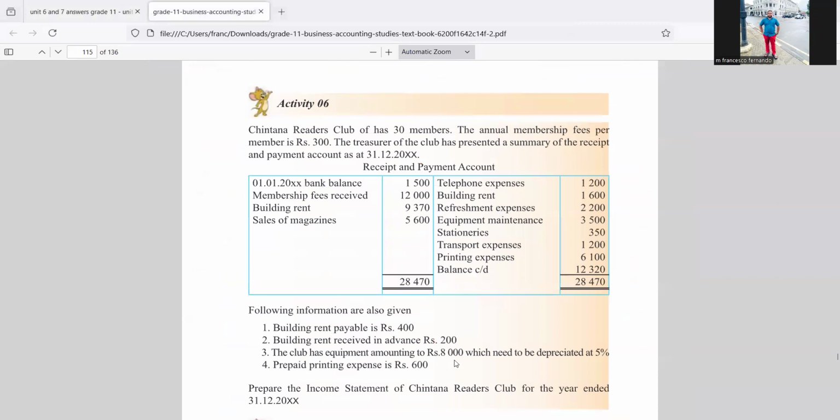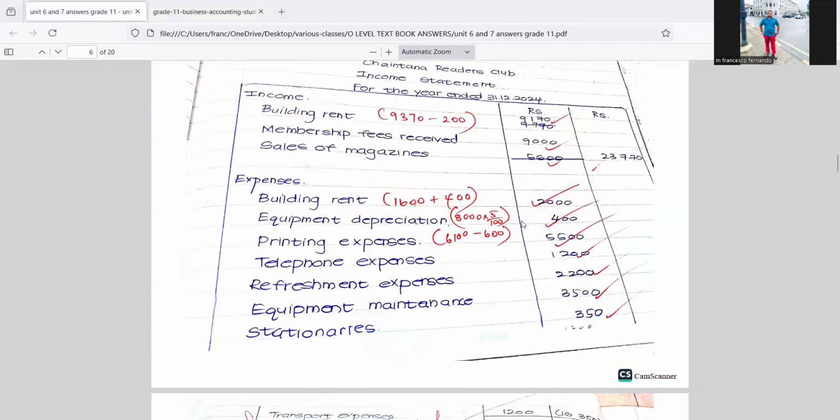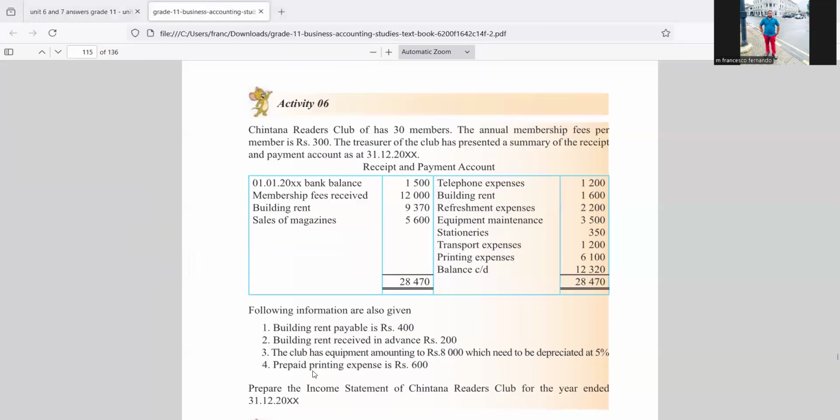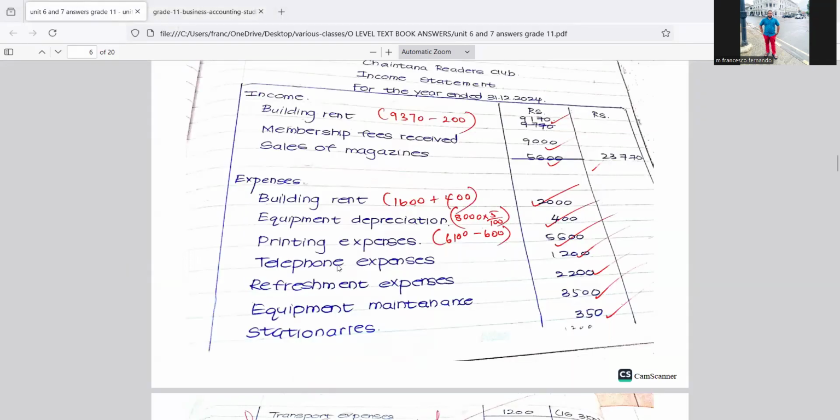The club has equipment amounting 8,000 which need to be depreciated. So you know straight line depreciation method, right? You have to calculate the answer. You will end up with equipment depreciation 400. So within bracket, it's better always to show the working. And the last one, prepaid printing expense is 600. So here in the credit side, you can see printing expenses 6,100. So prepaid should be deducted. So 6,100 minus 600, 5,500.